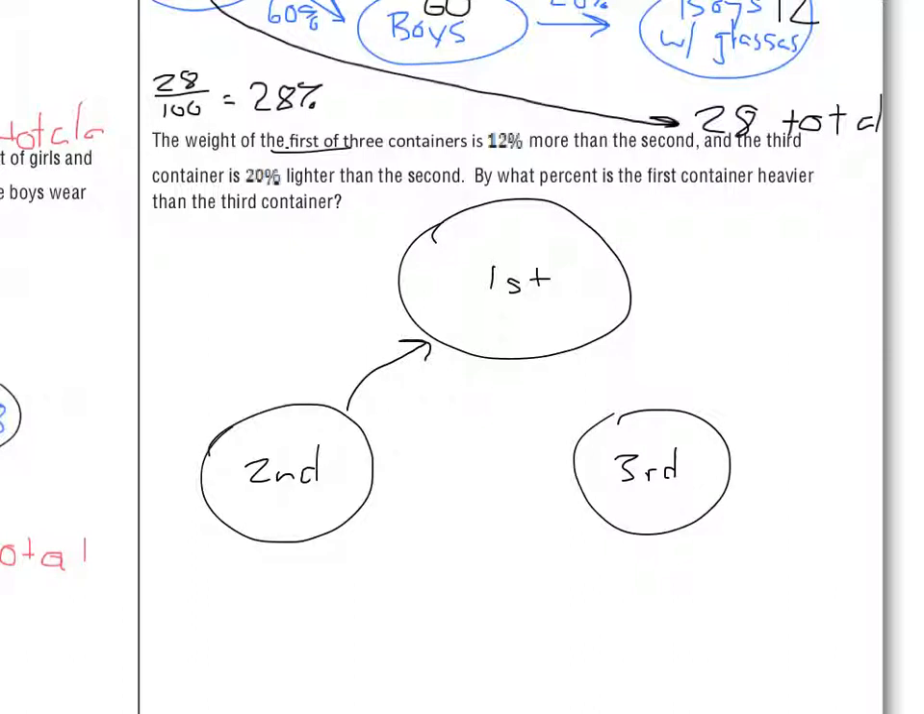So the first container is 112% of the second one. And the third container is 20% lighter than the second one. So it's 20% lighter.